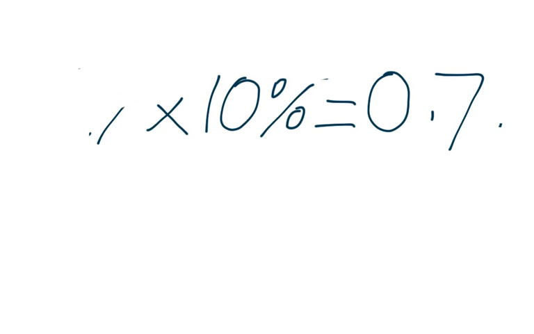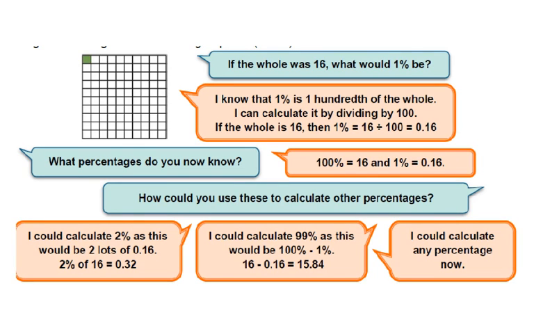And as a reminder, can you remember how to find 1%? Instead of dividing by 10, we're going to divide by 100. So to find 1%, which is what this page is about here, if the whole was 16, what would 1% be? 1% is 1/100th of the whole. So I've got to divide my 16 by 100. So to divide 16 by 100, instead of moving it one place, you're going to move it 2 places.